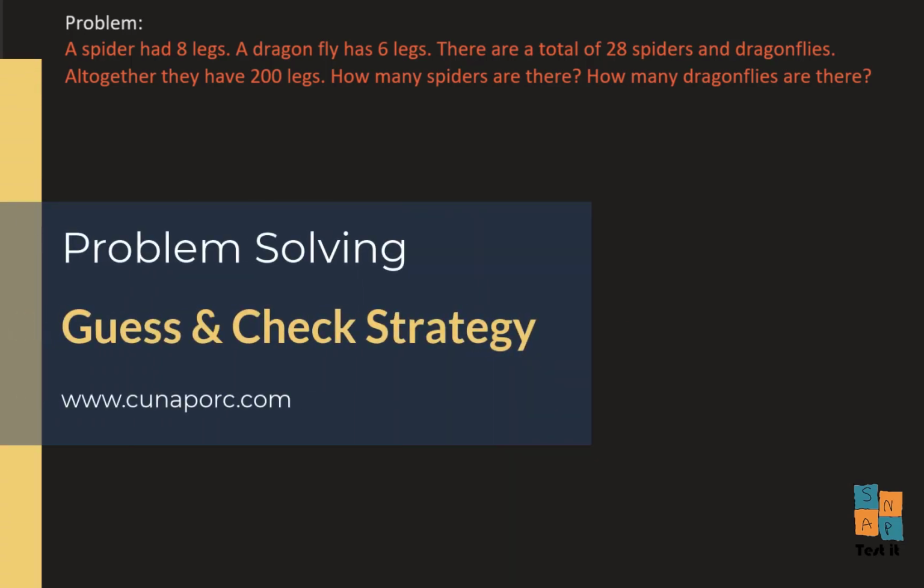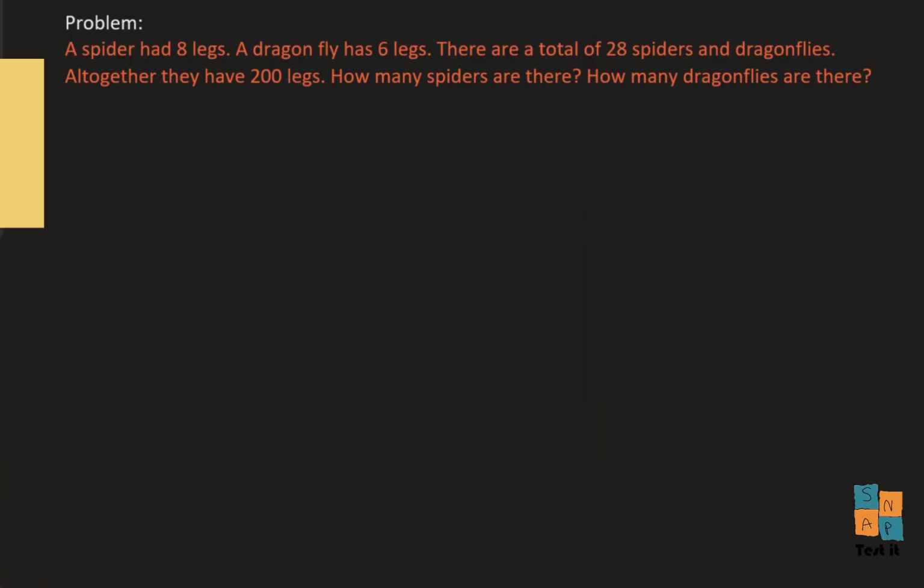Let's take a look at a special problem that requires a special strategy to solve. Our strategy is guess and check. Let's read the problem. A spider has 8 legs. A dragonfly has 6 legs. There are a total of 28 spiders and dragonflies. Altogether, they have 200 legs. How many spiders are there? How many dragonflies are there?